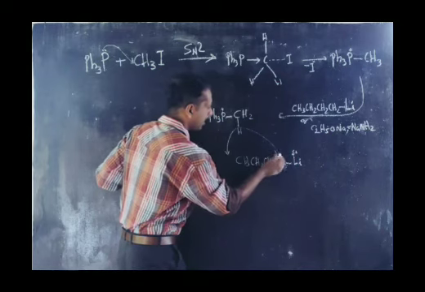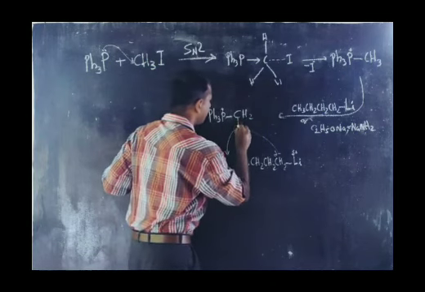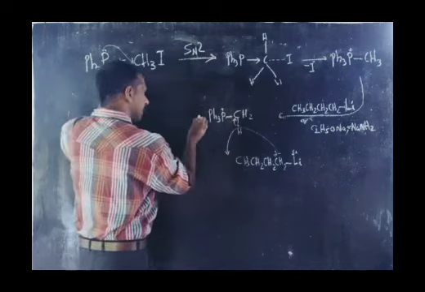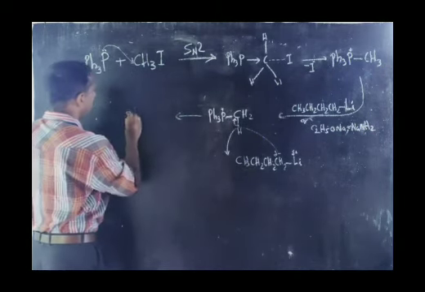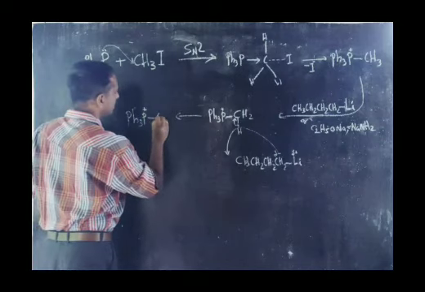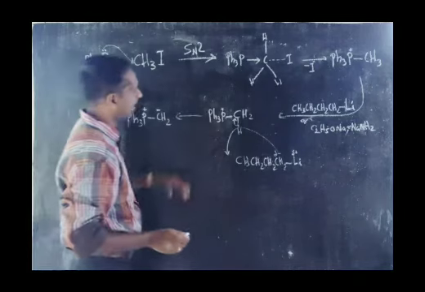And what will happen? This part will act as a base and it will remove a proton. And what will happen to this bond? This bond will be migrated to carbon. And what do we get? We get Ph3P plus, single bond CH2, and this is getting a minus charge.